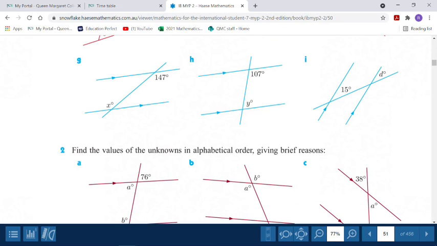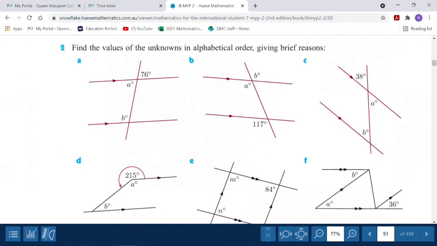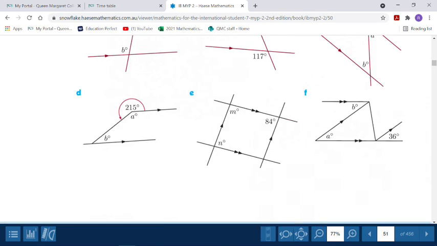So you can extend the lines. Now, look at this one. So these two, 15 degrees. So that means that's 15 degrees because these lines are what? All right. So here we go. Find the unknowns in alphabetical order. Give reasons. So if you're finding A, it corresponds to 117. So that means it is also 117. And you need to describe why. Okay?